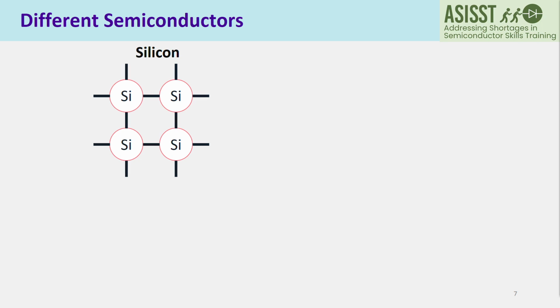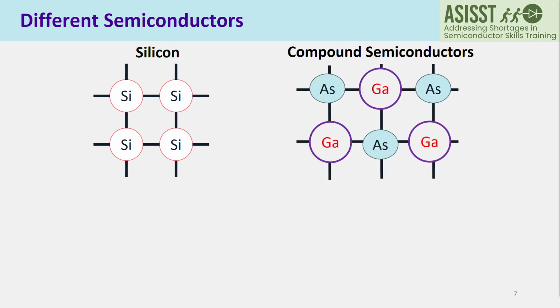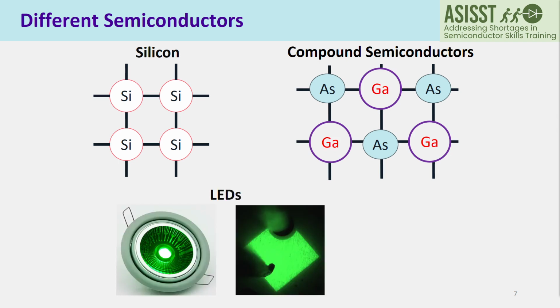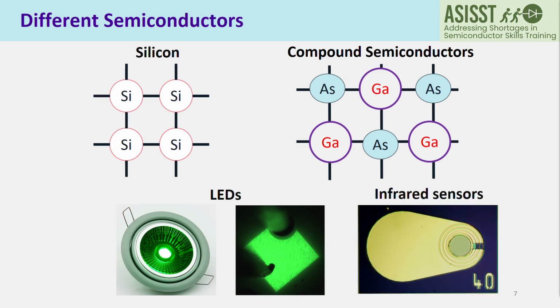Some semiconductor materials are made out of two or more types of atoms, and these are compound semiconductors. Compound semiconductors are particularly useful for making electronic devices that emit light, such as LEDs and lasers, or those that absorb infrared light, such as infrared optical sensors.